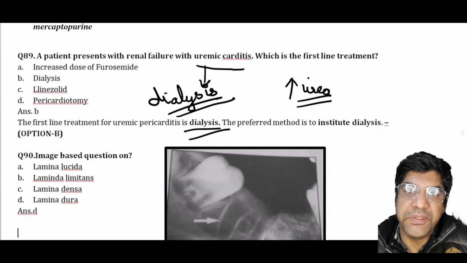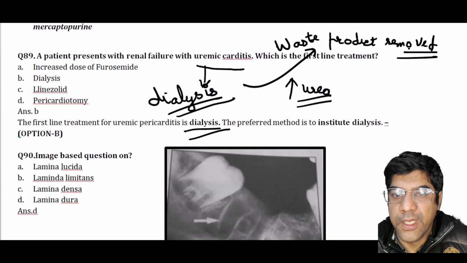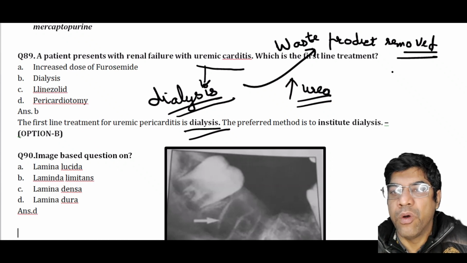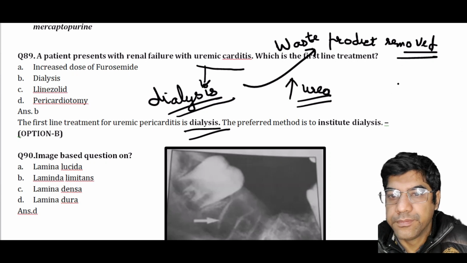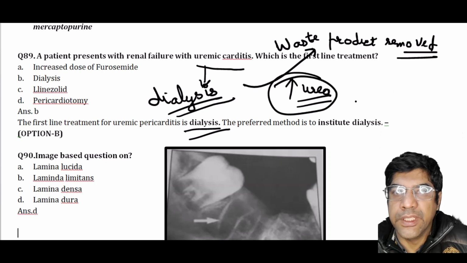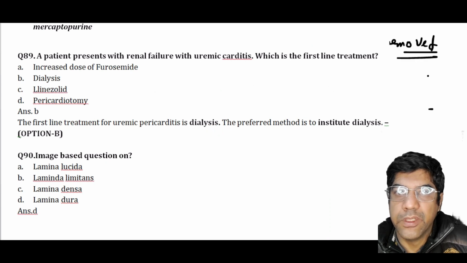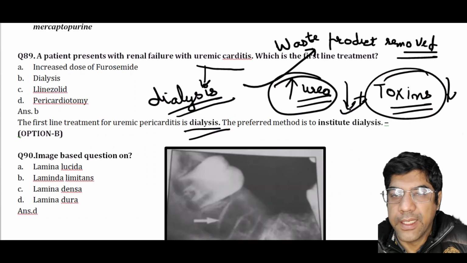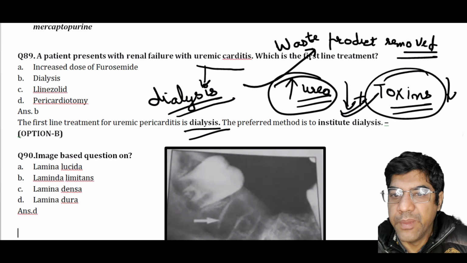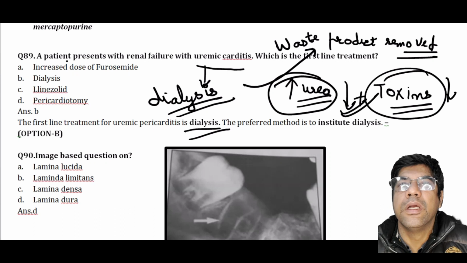Dialysis is a medical procedure that helps to remove the waste products and excess fluid from the blood when the kidneys are unable to perform this function adequately. So by initiating the dialysis, the level of urea and other toxins in the blood can be reduced. That can lead to resolution of the uremic pericarditis. Increased dose of diuretics like furosemide may be used to manage the fluid overload, but it does not directly address the underlying cause of the uremic pericarditis. Linezolid is an antibiotic and it is not the first line treatment for uremic pericarditis. So your answer is dialysis.